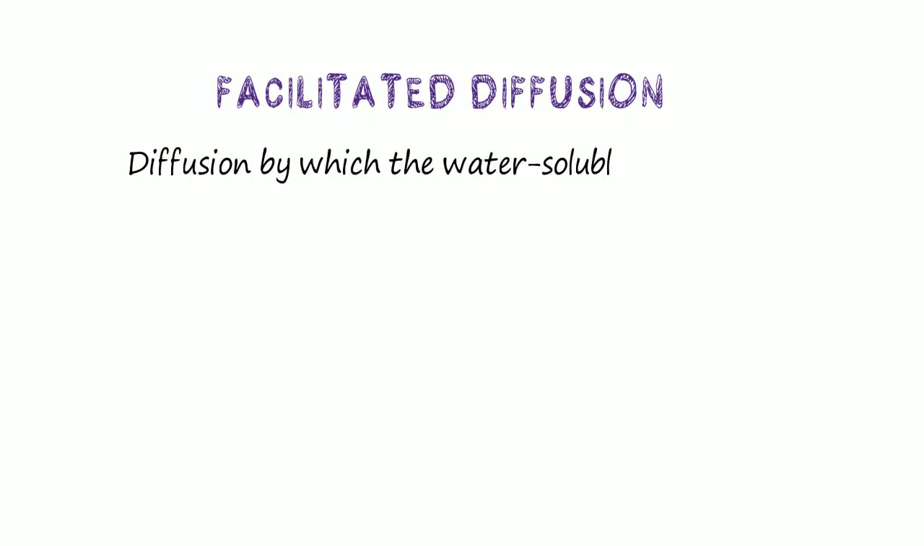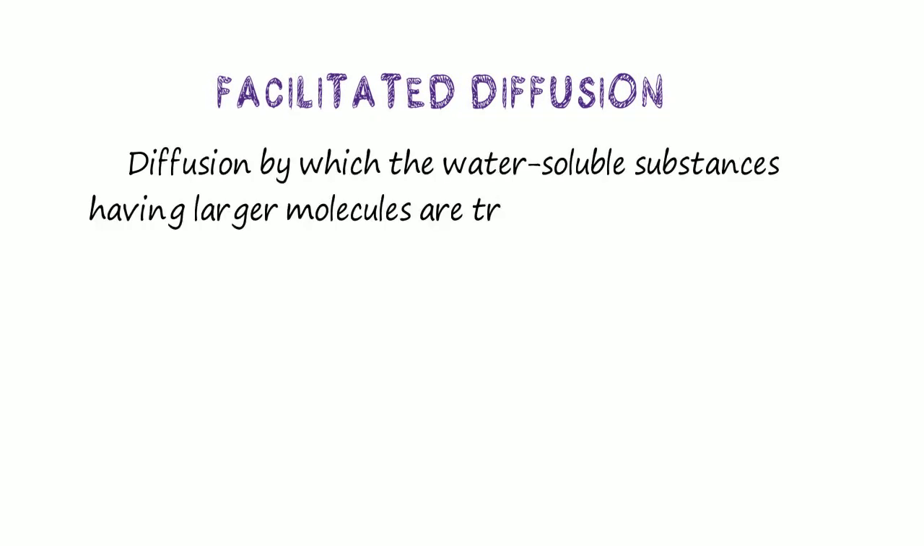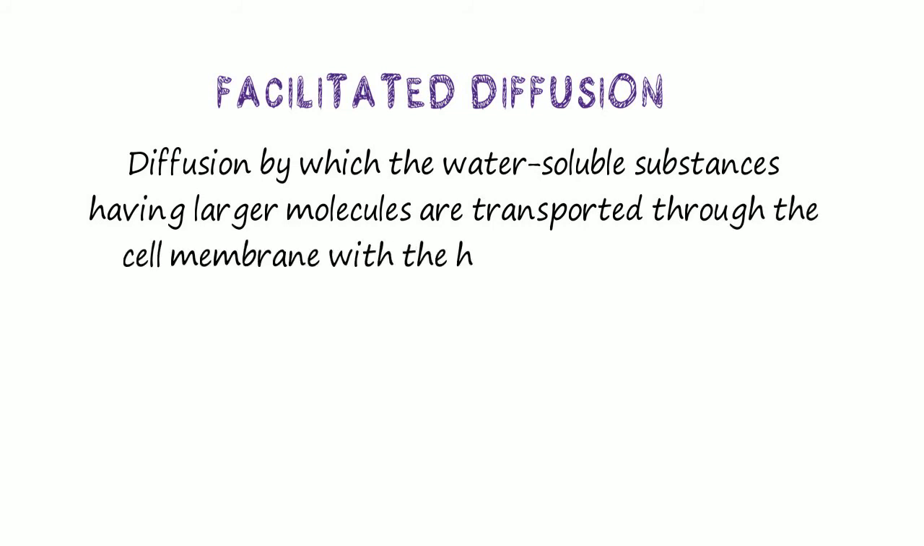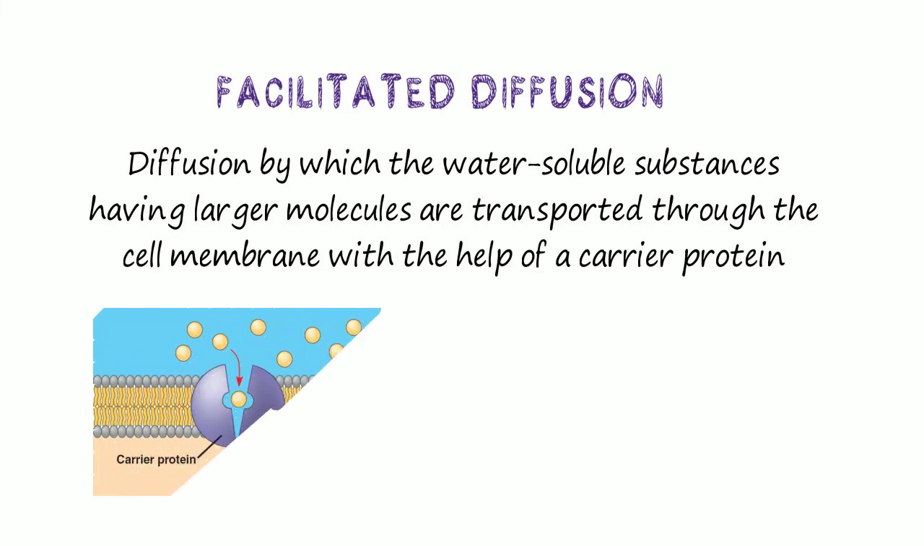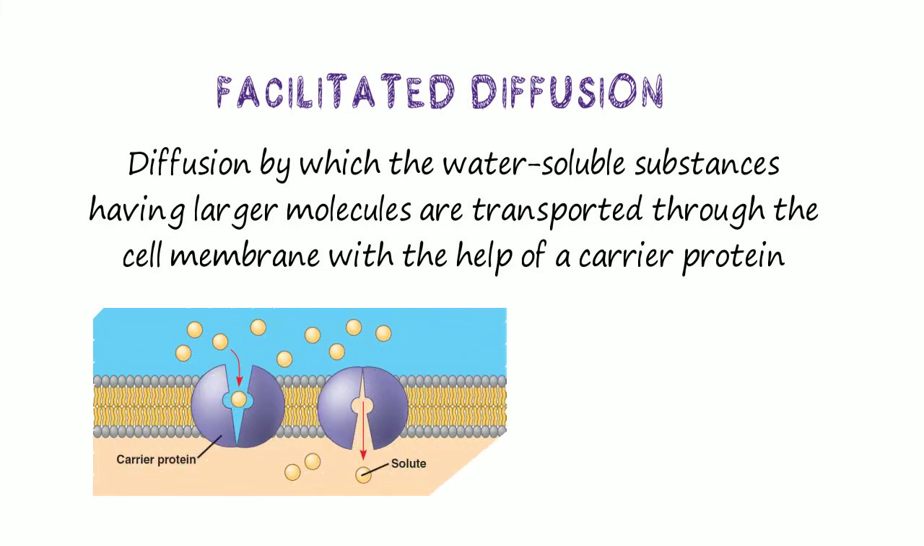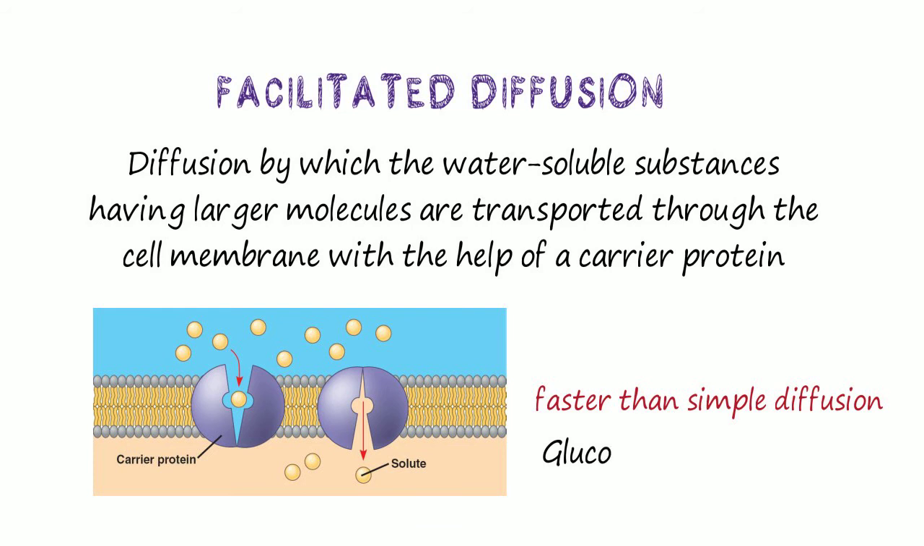Having looked at the simple diffusion, we go to the next, which is the facilitated or the carrier-mediated diffusion. Facilitated or carrier-mediated diffusion is a type of diffusion by which the water-soluble substances having larger molecules are transported through the cell membrane with the help of a carrier protein. By this process, the substances are transported across the cell membrane faster than the transport by simple diffusion. Glucose and amino acids are transported by this type of diffusion.